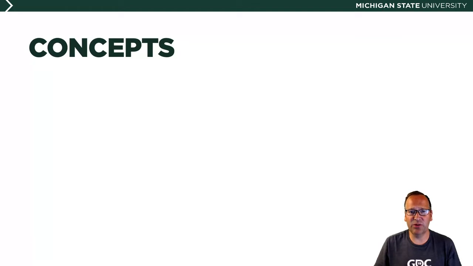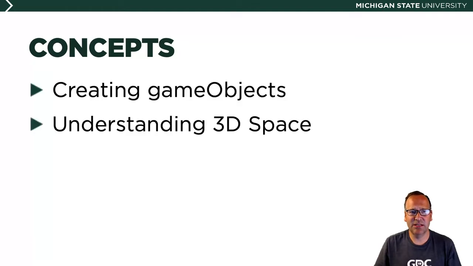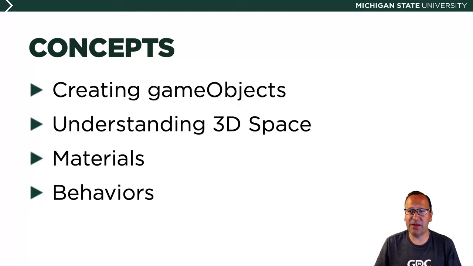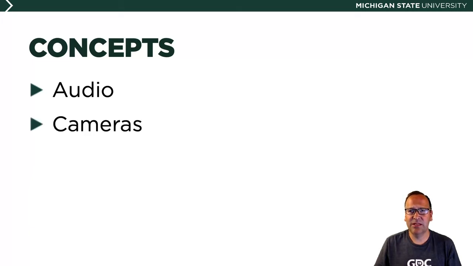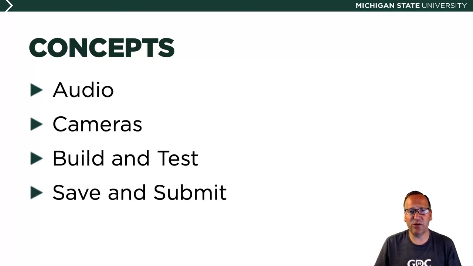The concepts we'll learn include creating game objects, understanding 3D space, including vectors and transformations, creating and modifying materials, attaching behaviors to make your game objects move and react to the player, and the basics of lighting your 3D environments. We'll also discuss how to add audio to your games, how to work with cameras, and how to build and test your games, as well as how to save and prepare your project for submission as an assignment.